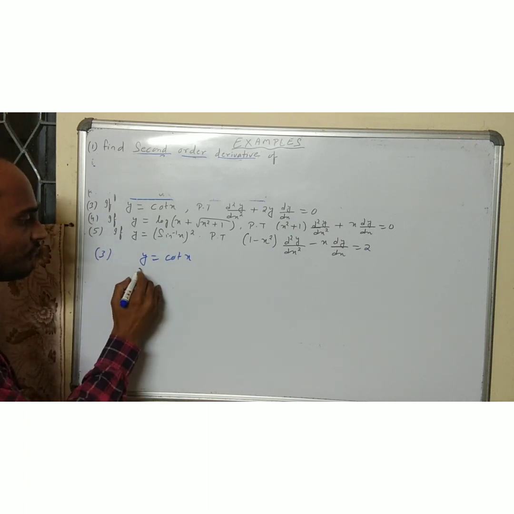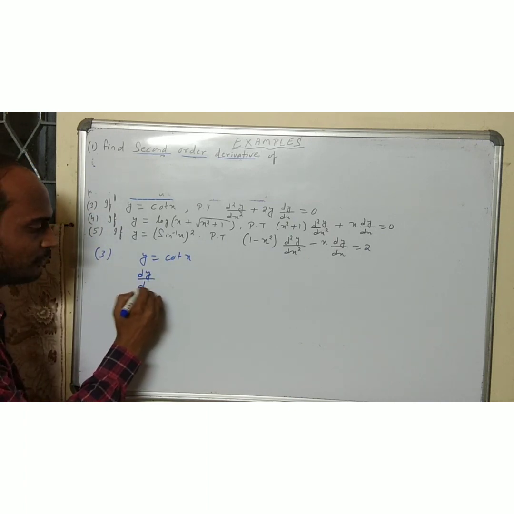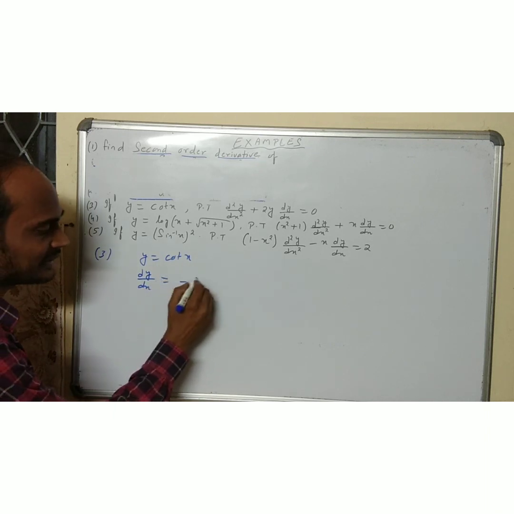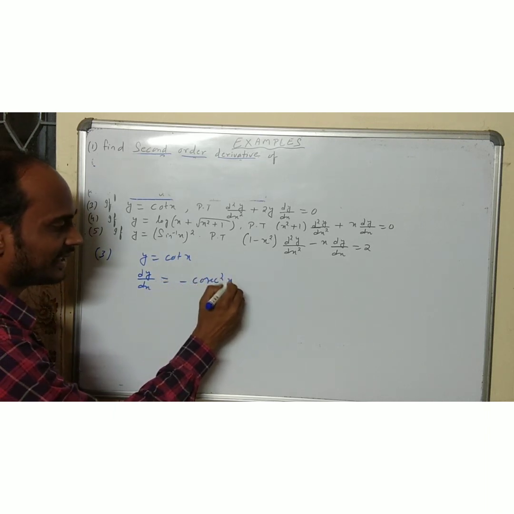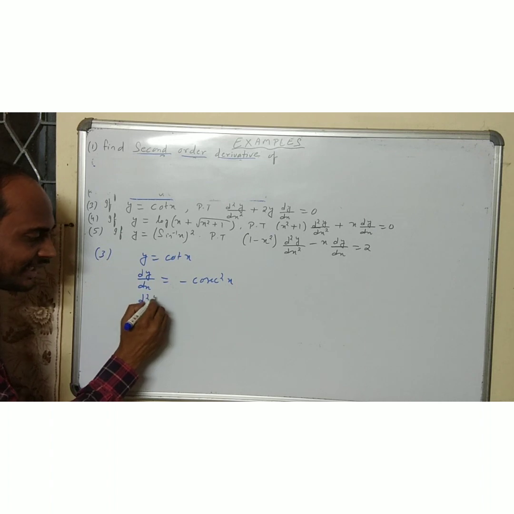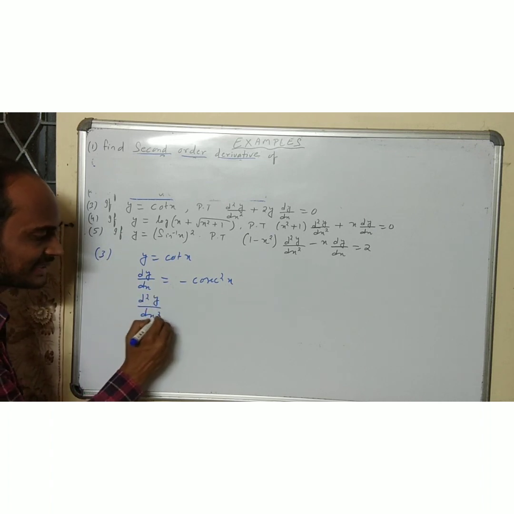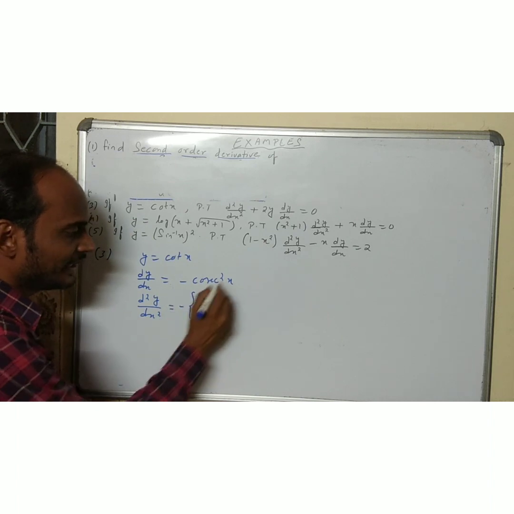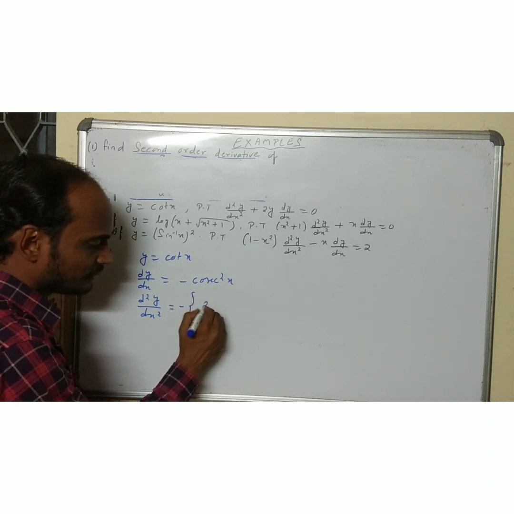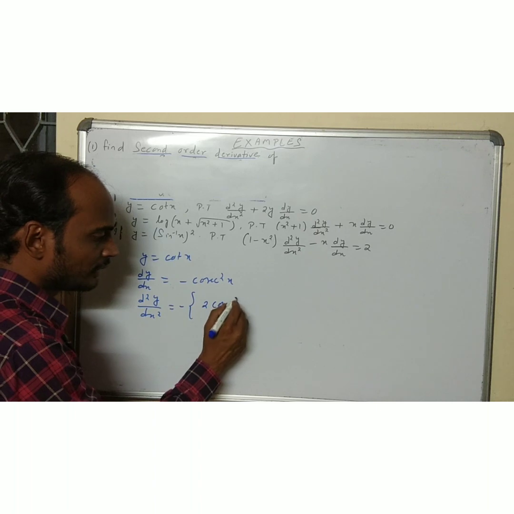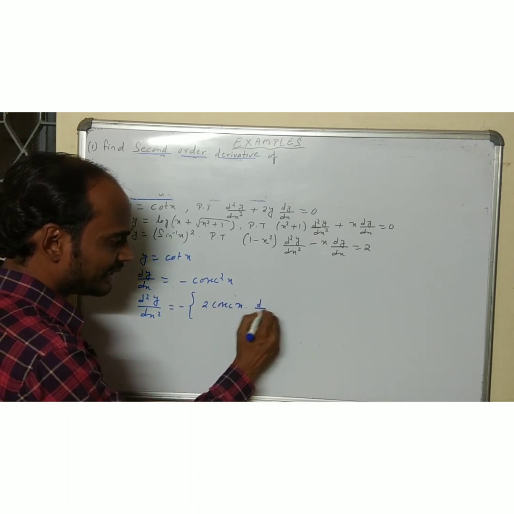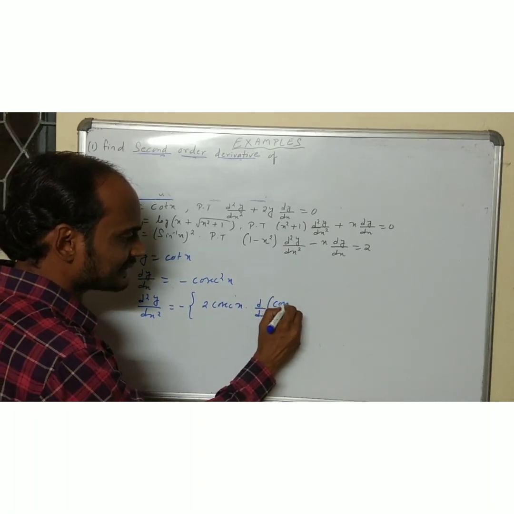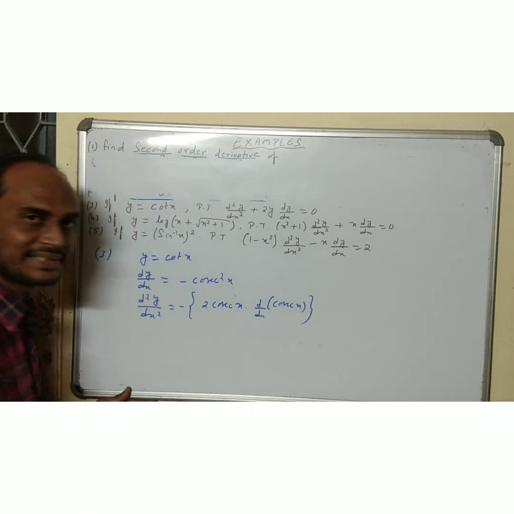Okay, so first find the first derivative dy by dx. So as you know, cot x derivative is minus cosec square x, we will write. Then we will find out the second derivative d2y by dx square. So derivative of this one we will find out. Minus sign you keep outside. Derivative of cosec square x will be equals to 2 cosec x, then d by dx of cosec x we will write.